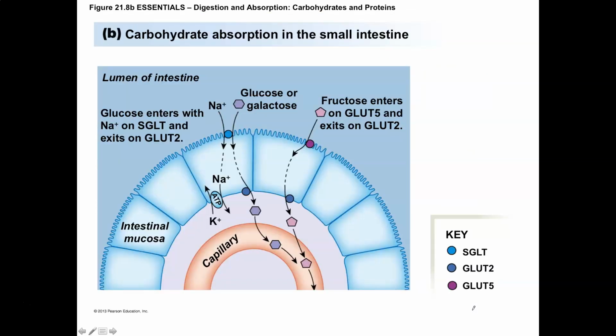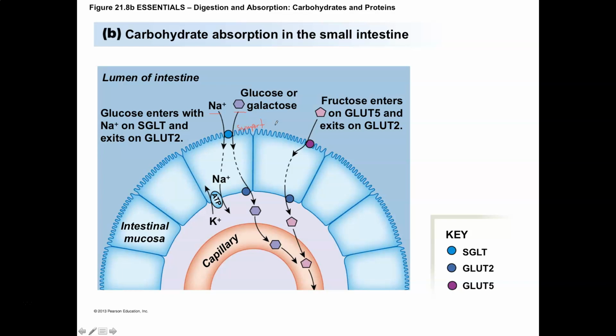So glucose and galactose are going to utilize a sodium glucose transporter. It is a symporter. So here we have sodium, and then here we have the glucose or the galactose, and we can see that they're both moving in the same direction. So this is a symport. And so we're able to absorb the monosaccharides of glucose and galactose as we transport sodium across the epithelial cells.